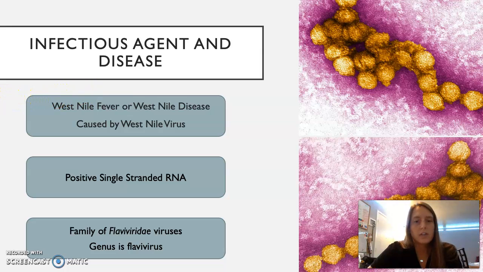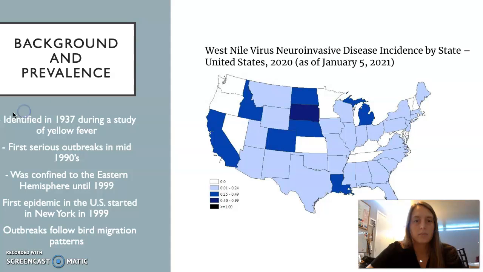So the infectious agent and disease is referred to as West Nile fever or West Nile disease, and it's caused by West Nile virus. It's a positive single-stranded RNA virus in the family Flaviviridae and the genus Flavivirus. So, some background on it, and also the prevalence of West Nile virus.